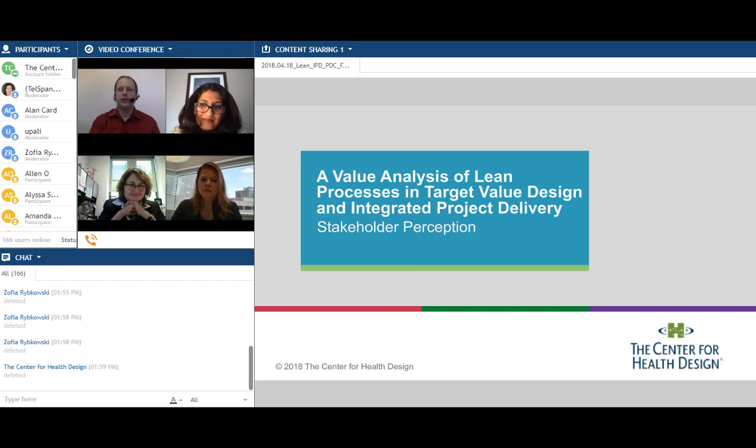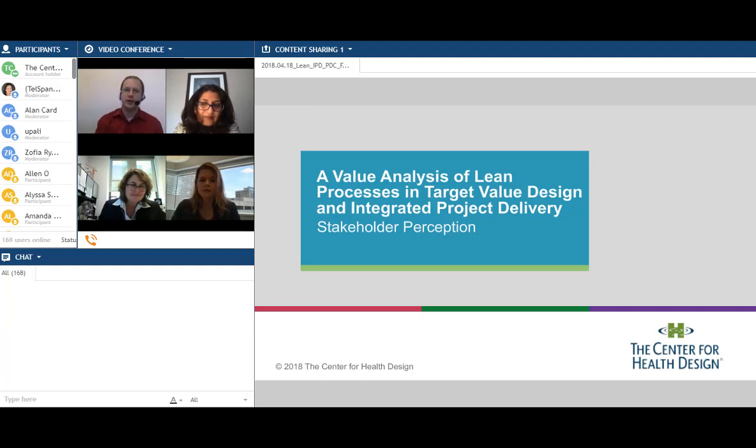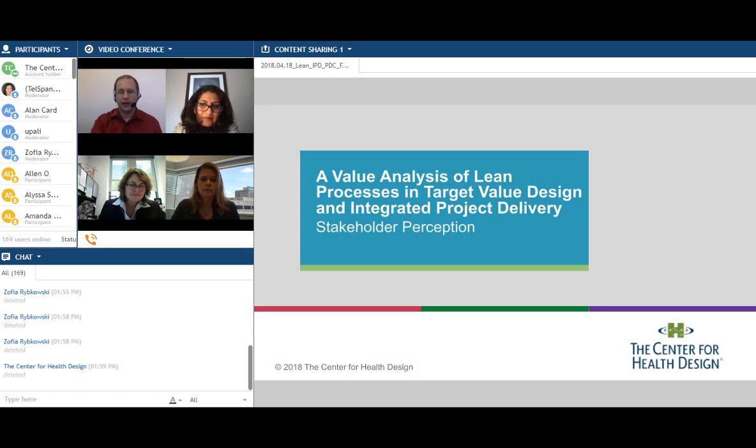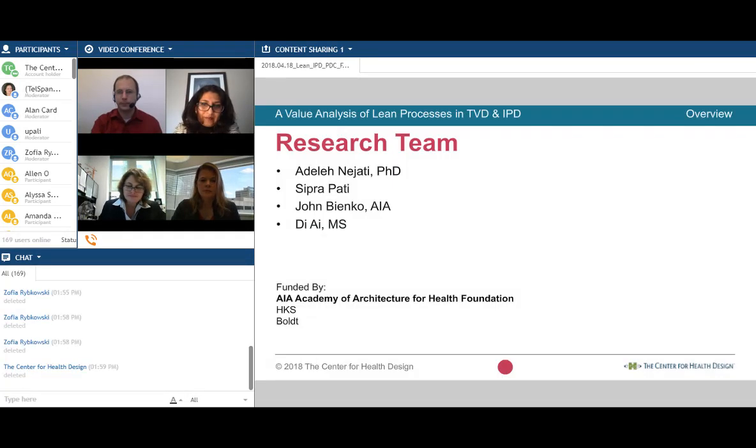As I mentioned, we're hosting this event to identify the everyday practical applications of research findings in a published article. Today's featured article, A Value Analysis of Lean Process in Target Value Design and Integrated Project Delivery, Stakeholder Perceptions, from the Health Environments Research and Design Journal. On today's call, we'll have an active discussion about different key factors in your study. And at this point, I'd like to turn it over to the authors.